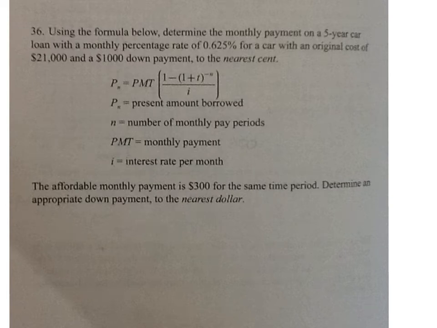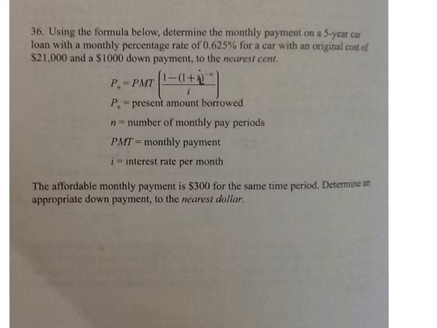Okay, so number 37 says, using the formula below, determine the monthly payment on a 5-year car loan with a monthly percentage rate of 0.625% for a car with an original cost of $21,000 and a $1,000 down payment to the nearest cent. So here's this formula. And this number here, P of N, says it's the amount borrowed. PMT is your monthly payment. This should have been an I in here, not a T. I is your interest rate per month, and N is the number of monthly pay periods.